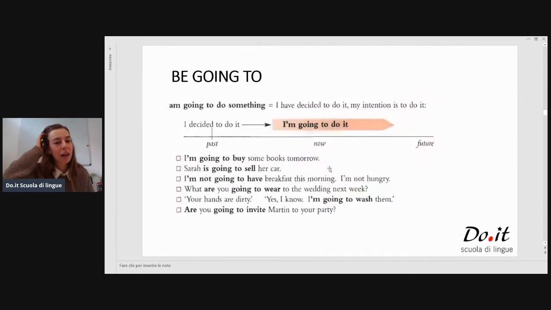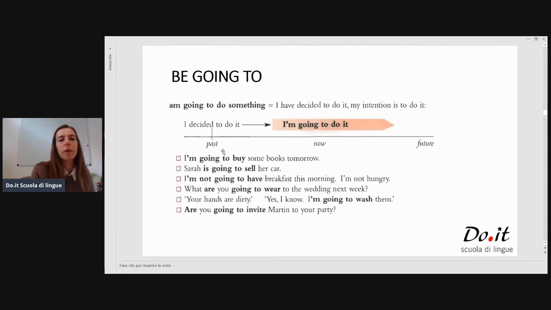So let's have a look at the timeline. Timeline is very often the best thing for explaining things or explaining grammar. So you can see, as I said, going to is something that you decided before, so in the past, and now you know that it is your intention to do something in the future. So, for example, let's see these sentences. I'm going to buy some new books tomorrow.